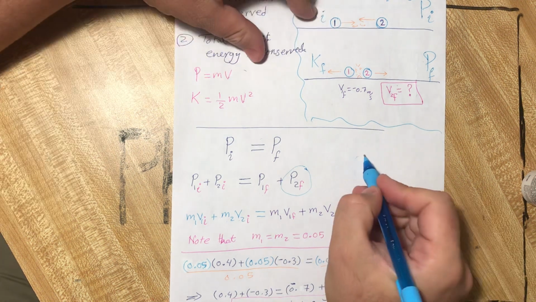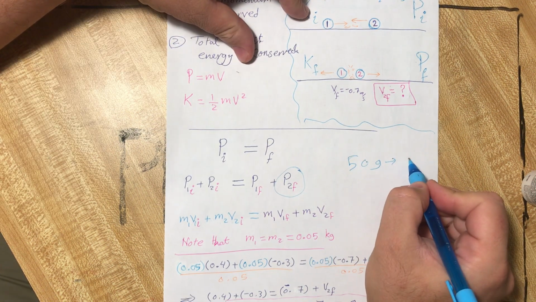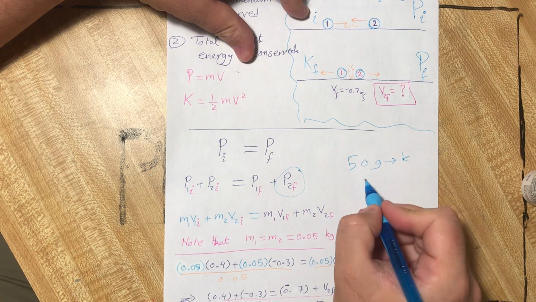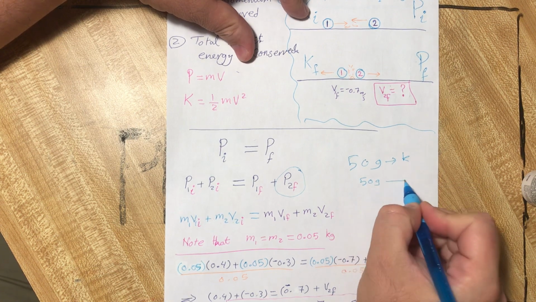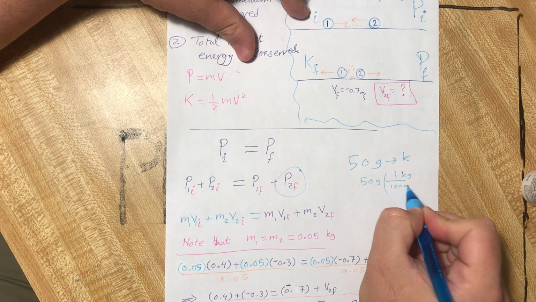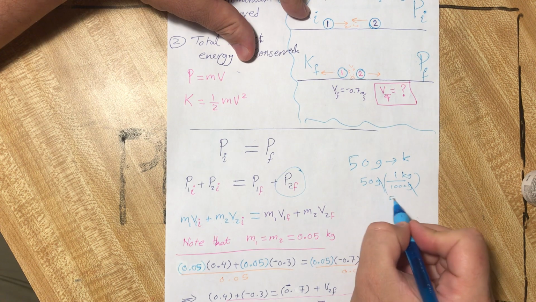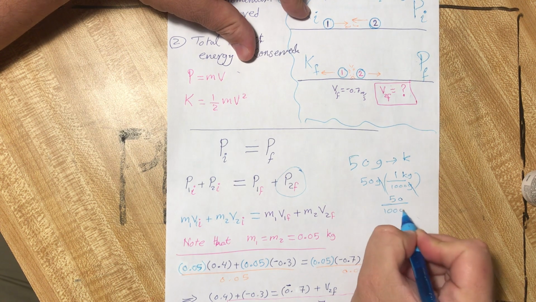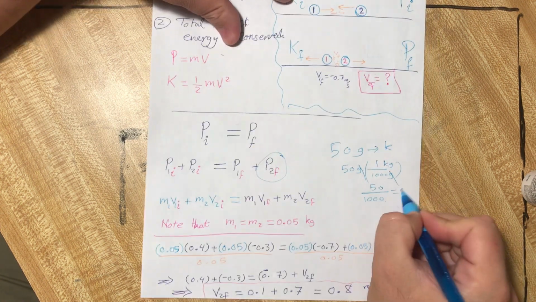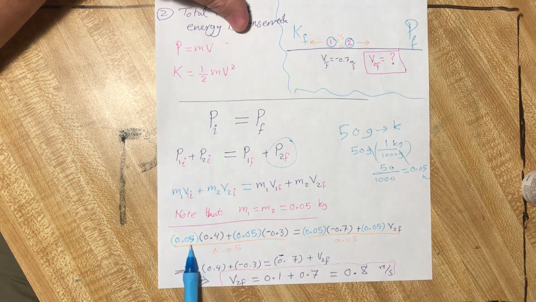If we convert 50 grams to kilograms, we need to multiply it by 1 kilogram over 1000 grams. The grams will cancel and it will be 50 over 1000. This will be equal to 0.05 kilogram. Okay, so I put it in kilograms.